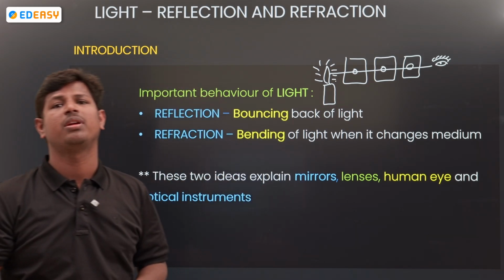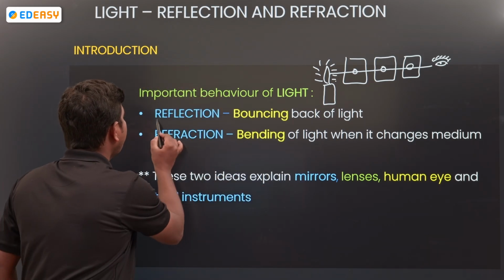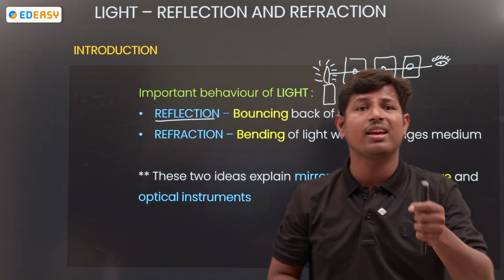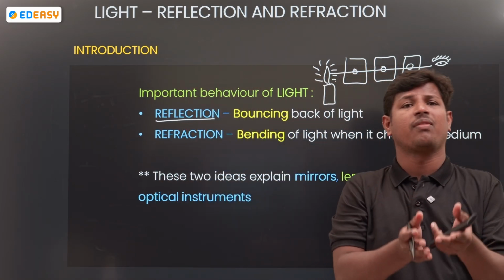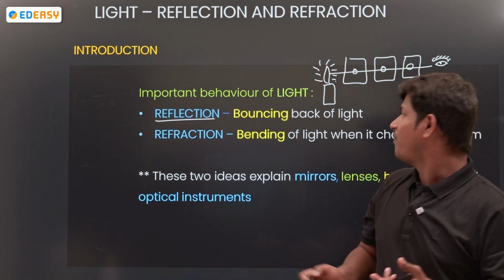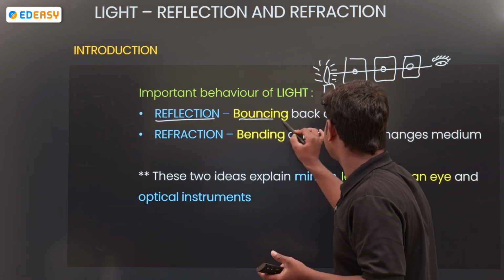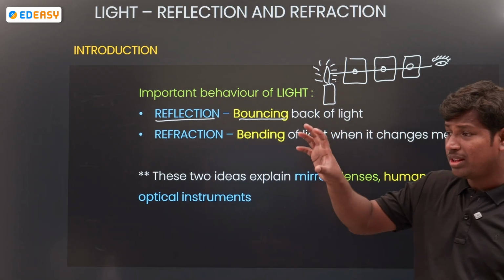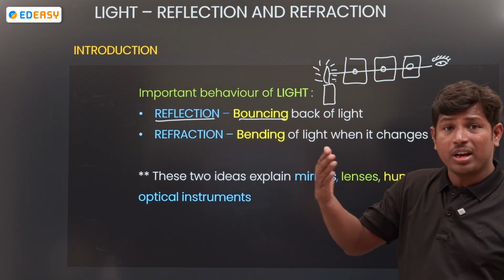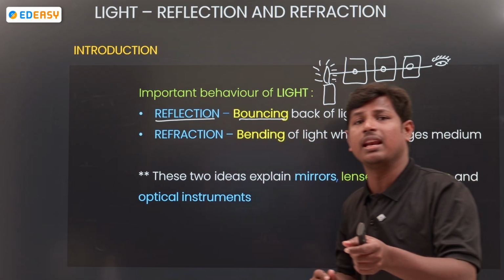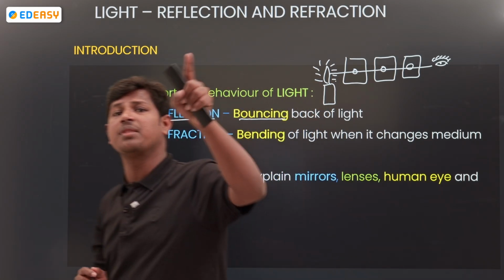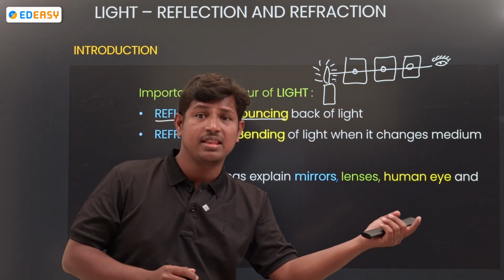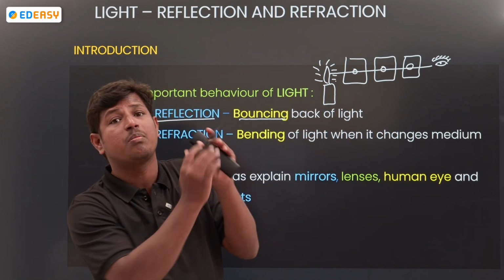Next, the second behavior of light is the reflection property. What does reflection mean? When light strikes a surface, it bounces back. If I throw a ball, it bounces back. Similarly, when light strikes any substance, either it bounces back or it passes through.